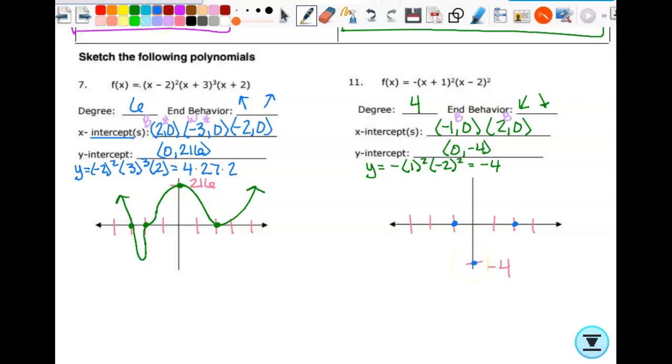My end behavior says I start down here. So I'm going to come down here. I'm going to bounce off of this. I got to go through my y-intercept, and then I got to bounce again. Okay, so it's going to look something like this. I'm going to bounce. I'm going to hit my y-intercept, and then I'm going to bounce, and then I'm going to go down like this.